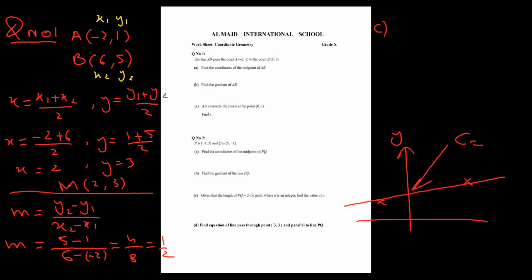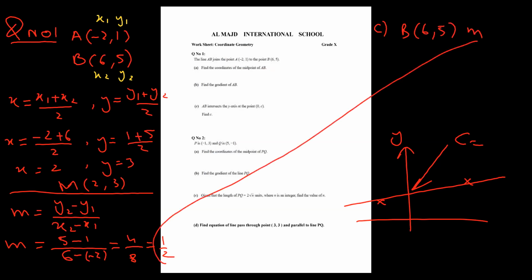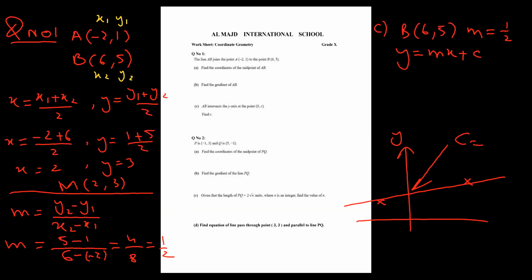Any line that cuts the y-axis, that point is called C. And we can find it by working it out. We need any one point, so I use B. And I need m. m is half. And the formula, you know, is y equals mx plus c. So 5 will come in the place of y, and this 6 comes in the place of x. And the m value is half. So 2 ones are 2, 2 threes are 6.